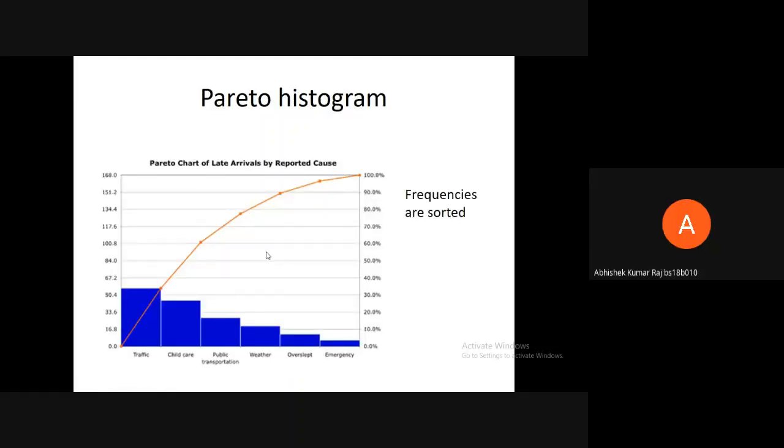What is this on the left side, the number 168.0? The frequency of occurrence, that is. So totally there are 1, 2, 3, 4, 6 causes, right? So there are 100 cases of late arrivals, let us say. Among them, how many are coming late because of traffic problems? How many because of childcare issues? How many because of public transportation problems? So how will the frequency be in points?